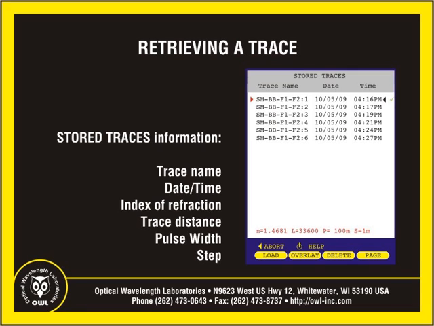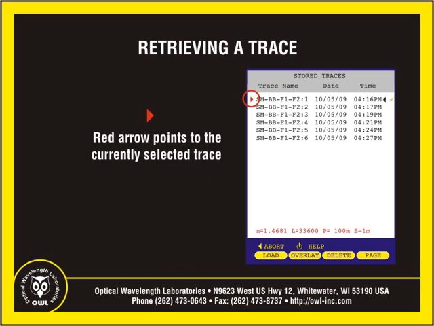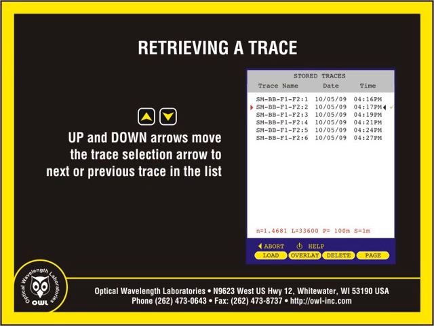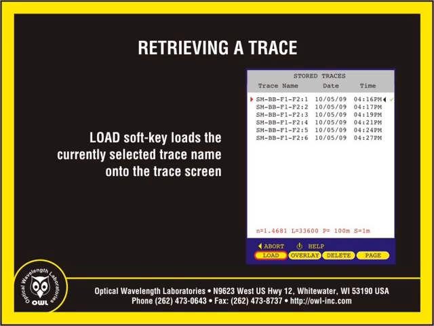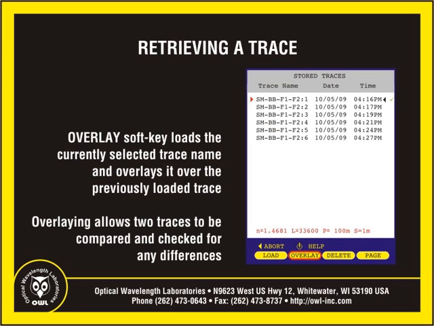Each trace shows the trace name, date and time, index of refraction, trace distance, pulse width, and step. The red arrow at the left of the trace name points to the currently selected trace. The up and down arrow buttons move the red arrow through the list of stored traces. The Load soft key loads the currently selected trace and returns the user to the trace screen.